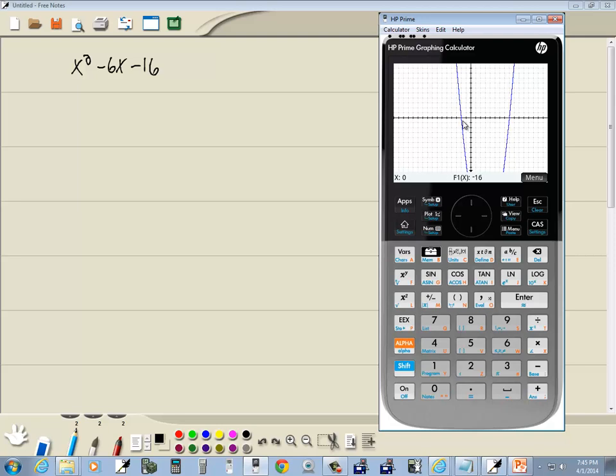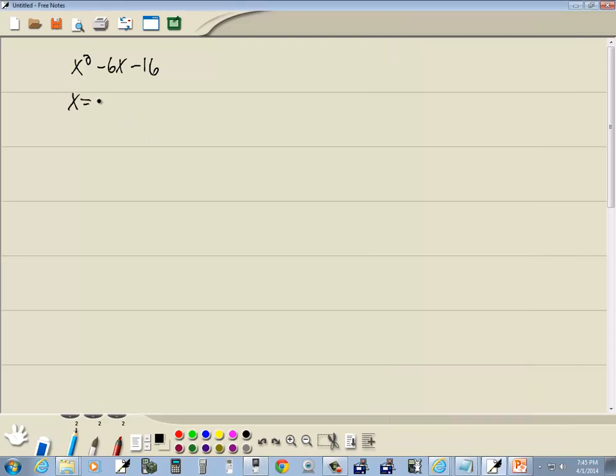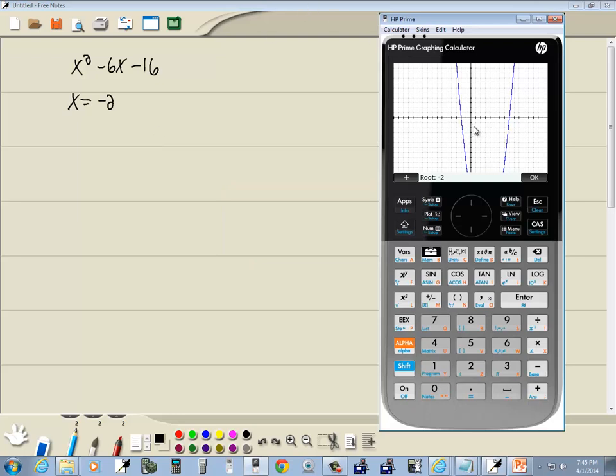Now our answers are where it crosses the x-axis, looks like negative 2. I can press menu, choose function, and choose root. You see there's a 1 in front of it, so I just press 1, and it comes back and tells us negative 2. So x is equal to negative 2. The other one looks like 1, 2, 3, 4, 5, 6, 7, 8 maybe? I don't know. I'm going to click OK here.